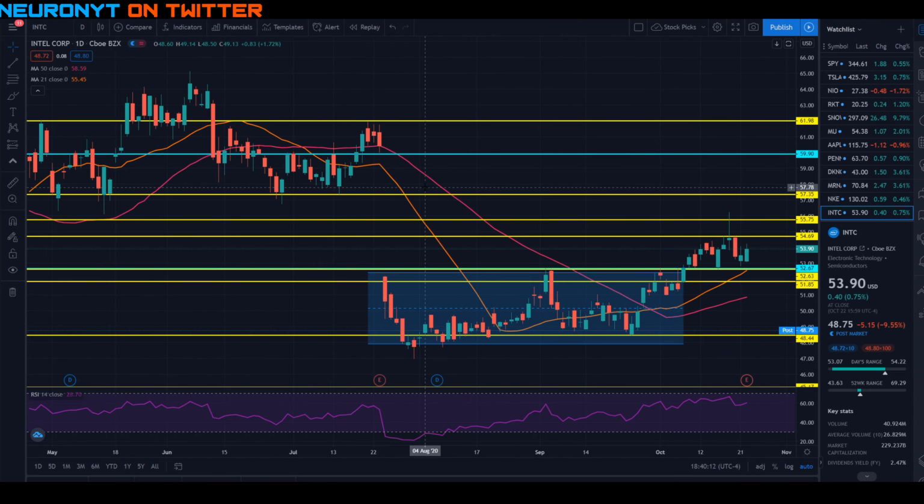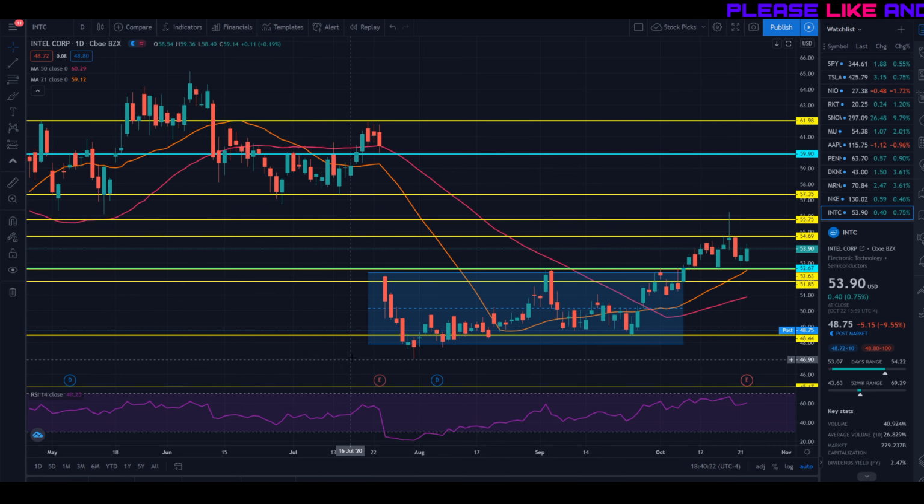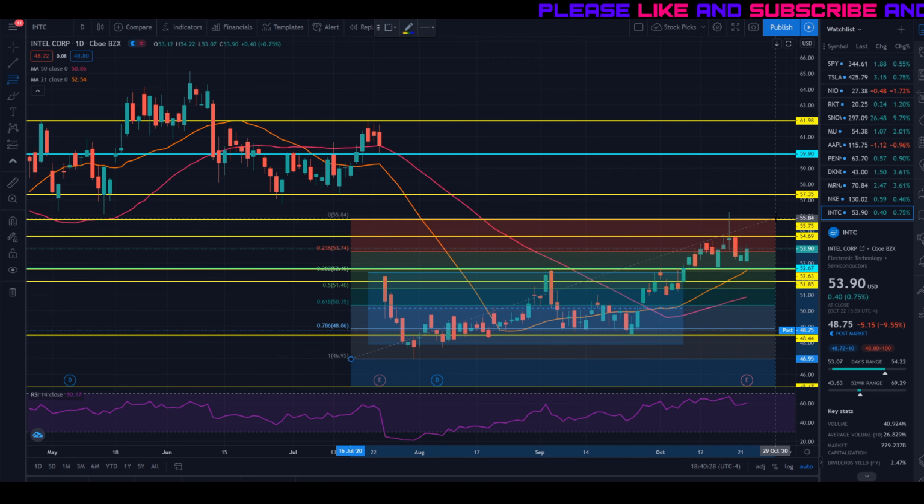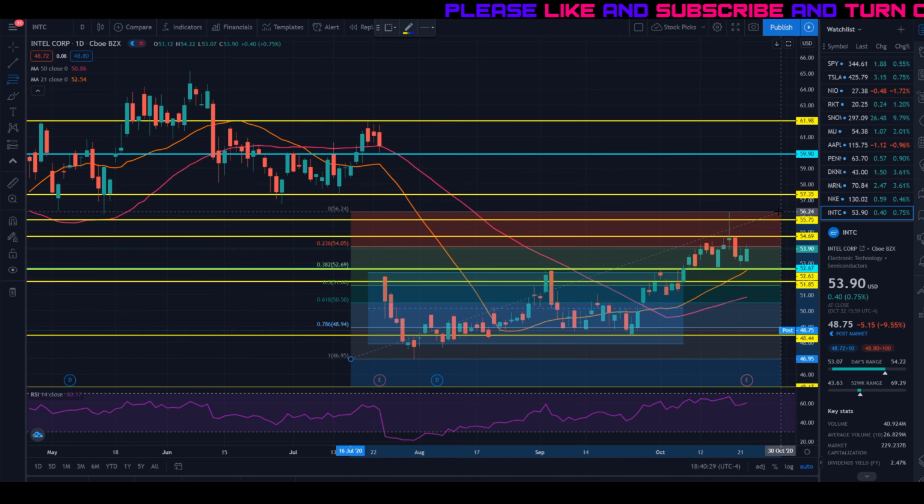So let's draw some updated Fibonacci retracement levels. I think I'm going to draw it from the base of the most recent low on July 31st, and I'll probably draw it to the peak here, the intraday peak on October 19th. That's going to look something like this. Let's see what that looks like as far as areas of support and resistance.